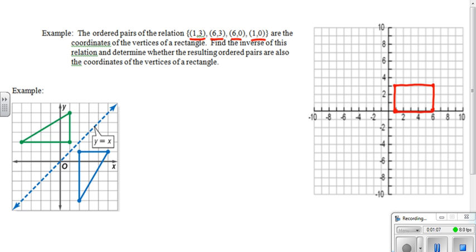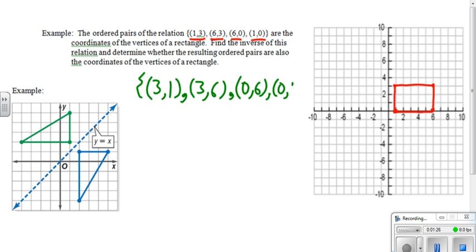Now, if we wanted to make the inverse of this relation, instead of (1, 3), we're looking for (3, 1). Instead of (6, 3), we're looking for (3, 6). Instead of (6, 0), we're looking for (0, 6). And instead of (1, 0), we're looking for (0, 1). That would be our new places. So at (3, 1), we'd be right here. At (3, 6), we'd be up here. (0, 6) would be here. And (0, 1) would be right here.